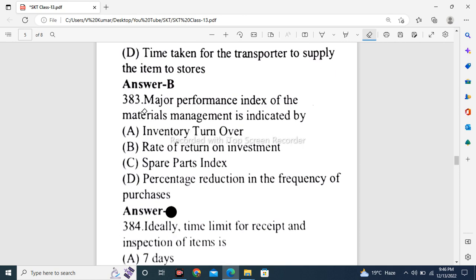Next, major performance index of the materials management is indicated by: A. Inventory turnover, B. Rate of return on investment, C. A spare parts index, D. Percentage reduction in the frequency of purchases. Answer is A, inventory turnover. Major performance index of the materials management is indicated by inventory turnover.